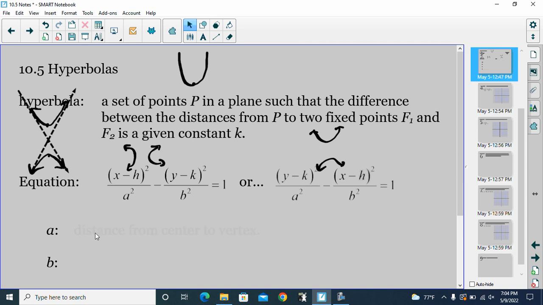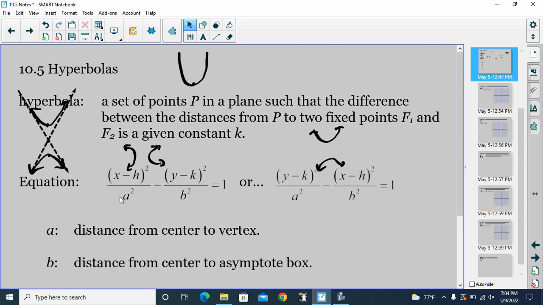A is the same thing as with an ellipse. It is the distance from the center to a vertex. B for an ellipse was distance from center to co-vertex. Notice we don't have co-vertices. The B value is actually going to help us figure out where these asymptotes are. So we are going to call it the distance from the center to the corner of the asymptote box. So B is going to be, if I have a point right here that's in line with the vertex, this distance right here. That might not make a whole lot of sense right now. That's okay.